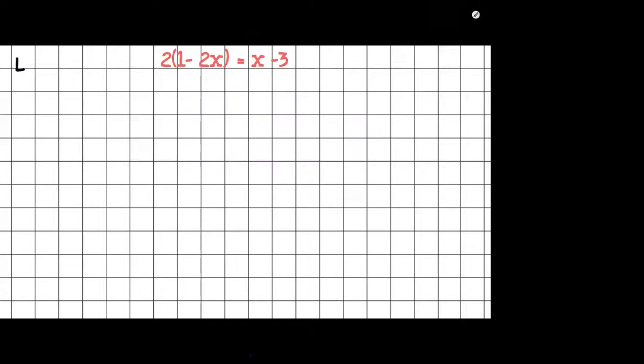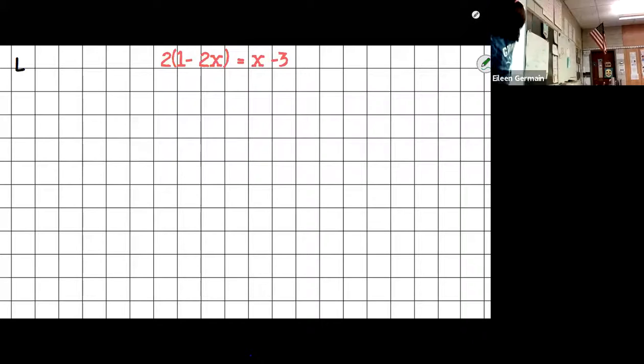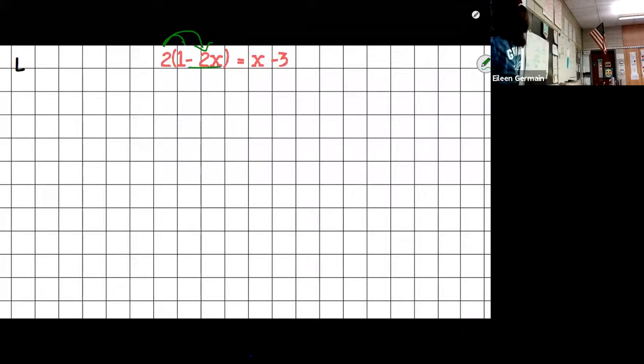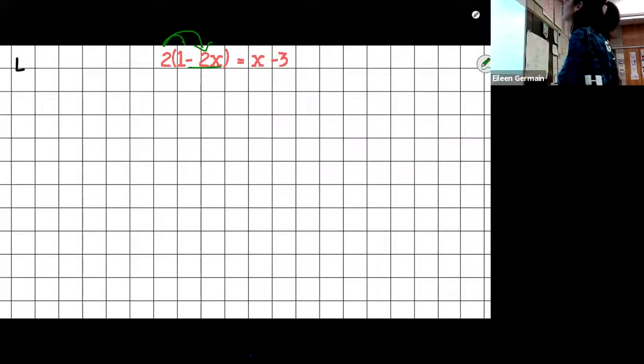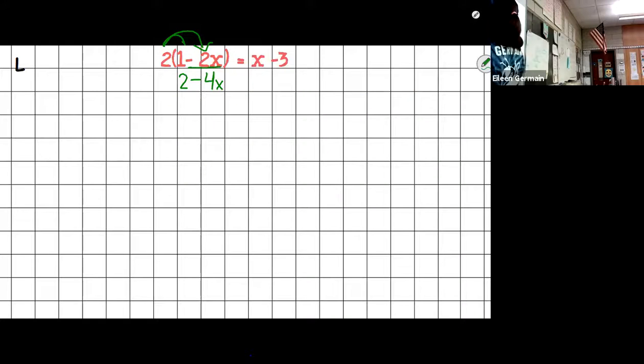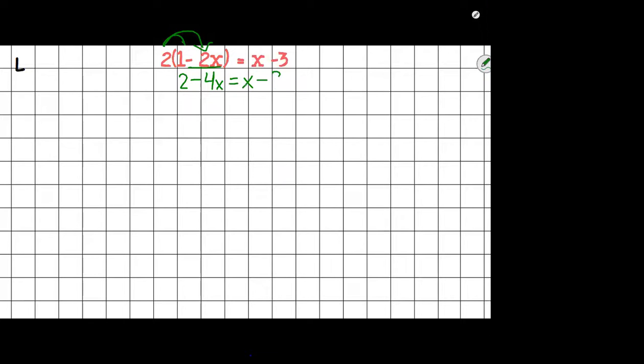Adam, what do we think about this one here? You distribute the 2. Very good. You distribute your 2 to this 1 and to this negative 2x. So when you distribute, what are you going to get here, Adam? You're going to get 2 minus 4x equals x minus 3. That's perfect, Adam.